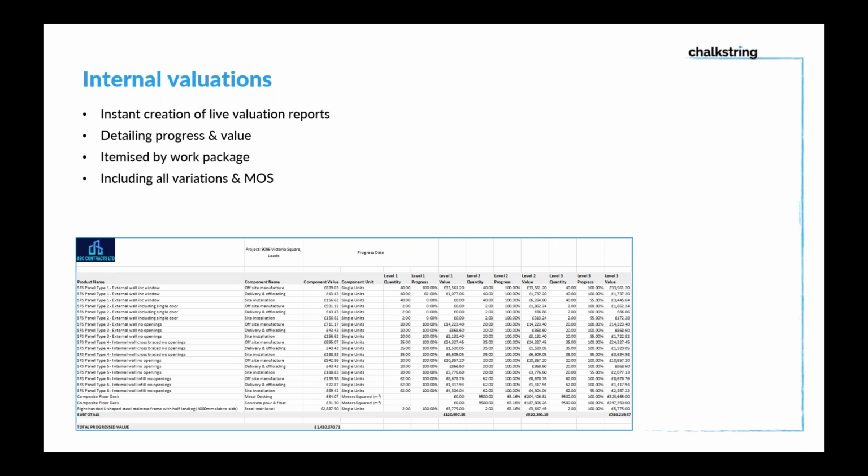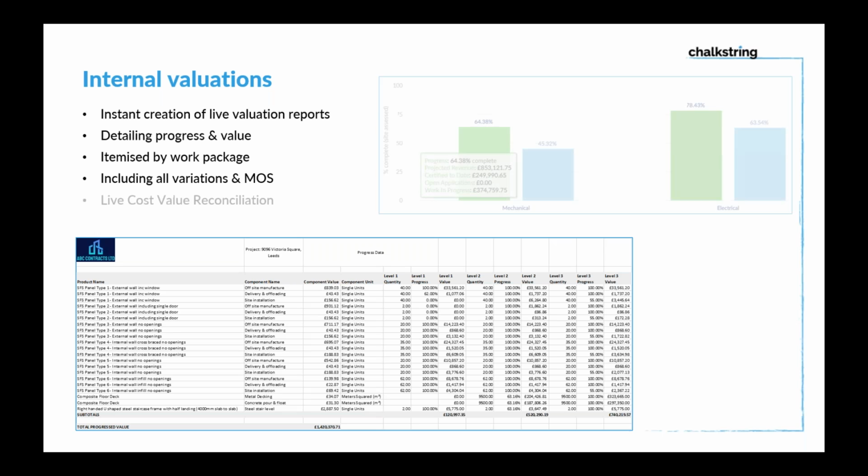But this has got a breakdown of all the work, the value, the different zones, the different fixes, and ultimately it's being broken down by work package as well. It includes all variations, all materials on site. And these things are produced automatically using Chalkstring. So once you've walked around site with an iPad, these things get generated for you.